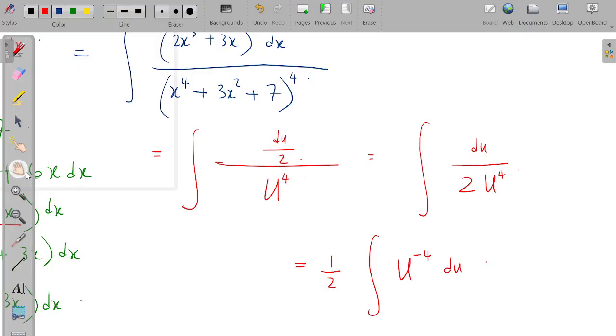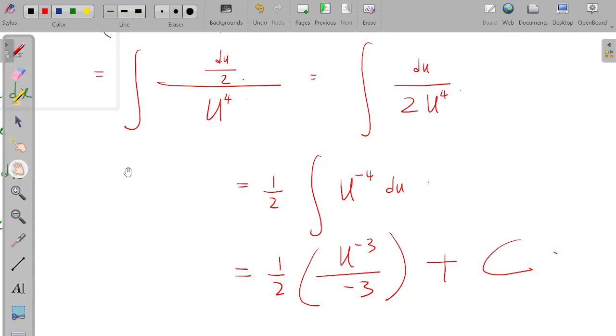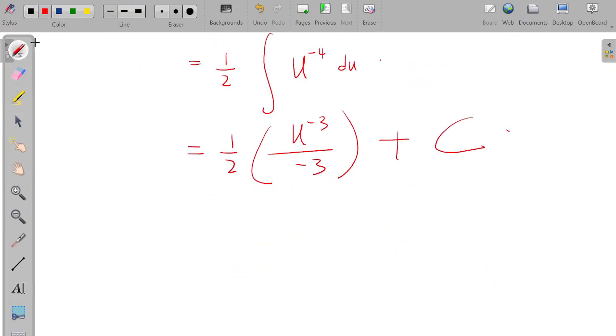So you see we have changed it to a simpler integration. Now we integrate. This becomes 1/2 times u^(-3) all over negative 3, plus c. Now we can write it nicely. It becomes negative u^(-3) over 6, plus c.